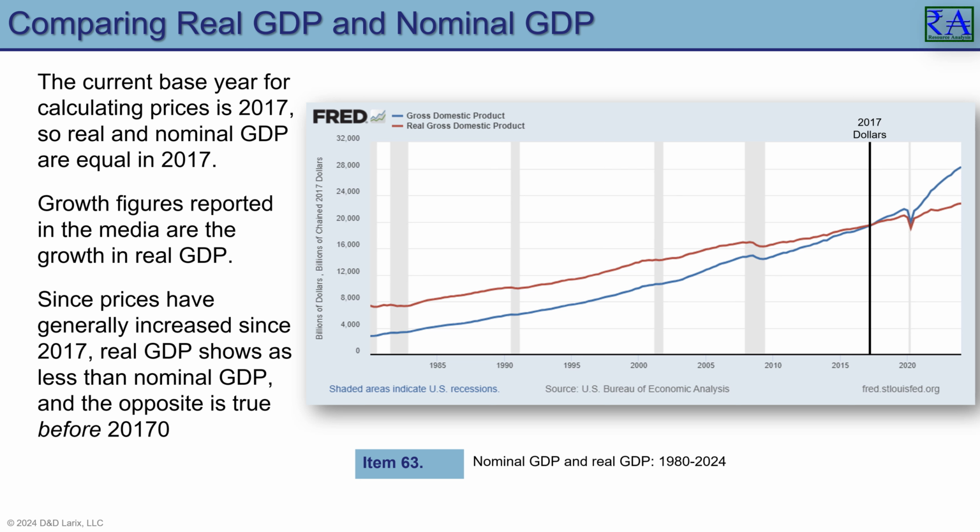This comparison is crucial because real GDP provides a more accurate reflection of an economy's growth by stripping out the effects of inflation. When the media reports on GDP growth, they are typically referring to real GDP growth, which gives a clearer picture of changes in the economy's output and overall health. Understanding the difference between these two measures helps us make better economic decisions and policies by focusing on the real changes in production rather than just changes in prices.